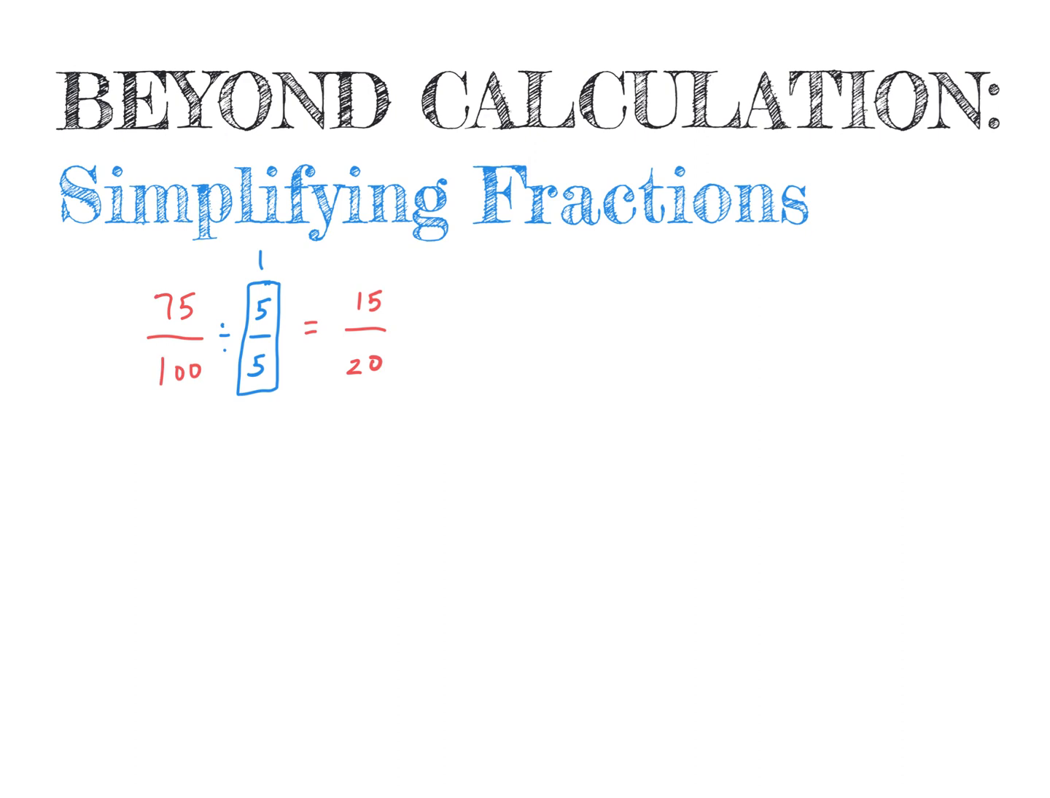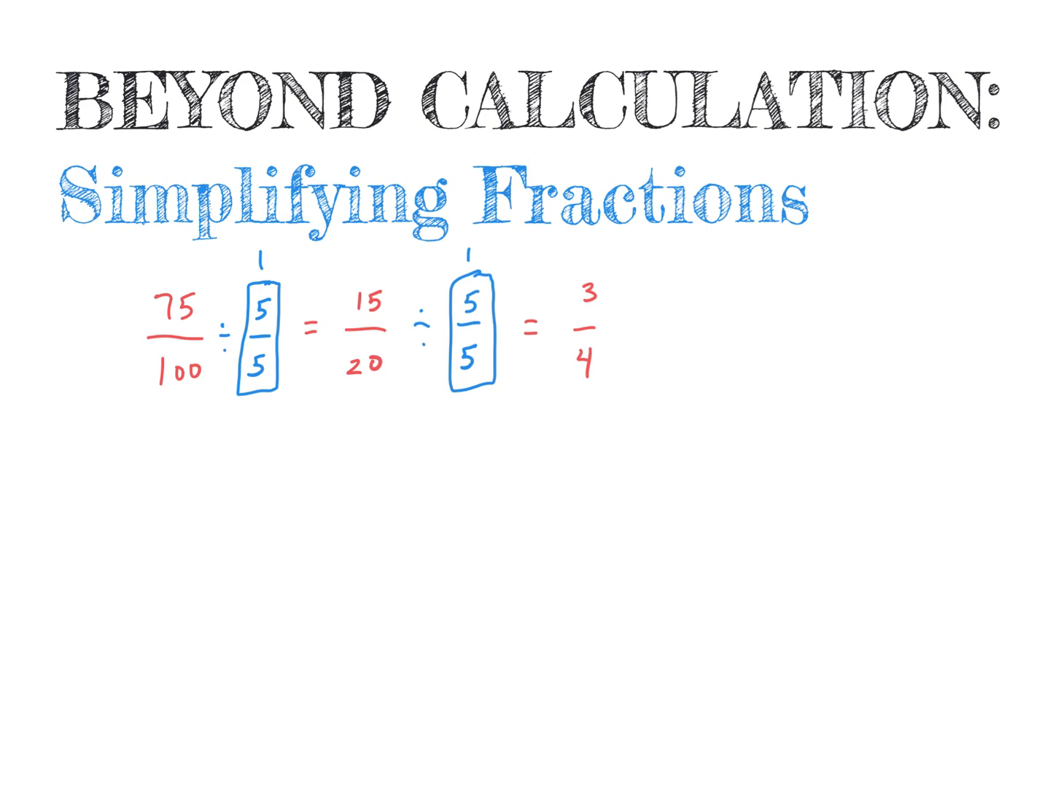But I can actually simplify this even more. So I'm looking for a common factor of 15 and 20, and 5 actually goes into both of those numbers again. So 5 over 5 is still 1 whole, so as long as I divide by 1 whole, I'm not changing the value of my fraction. 15 divided by 5 is 3, and 20 divided by 5 is 4.